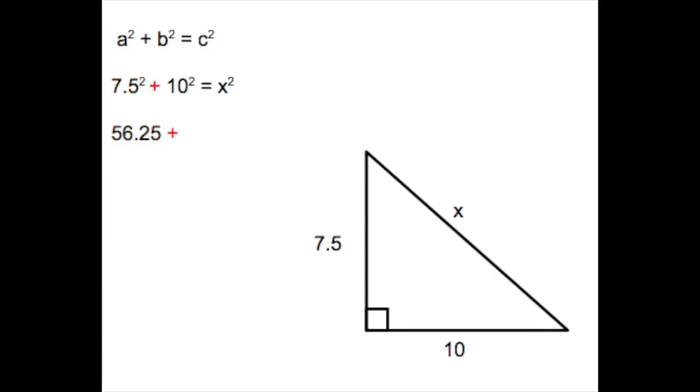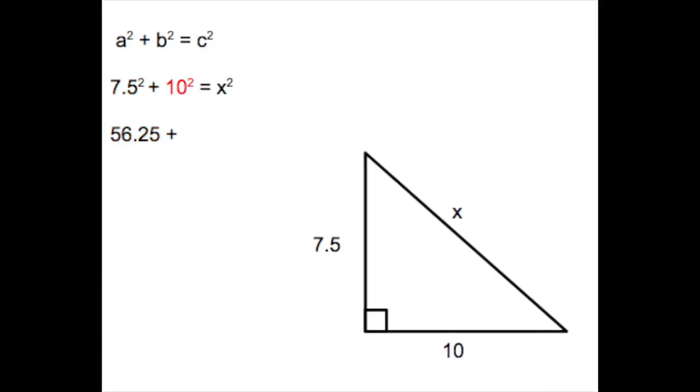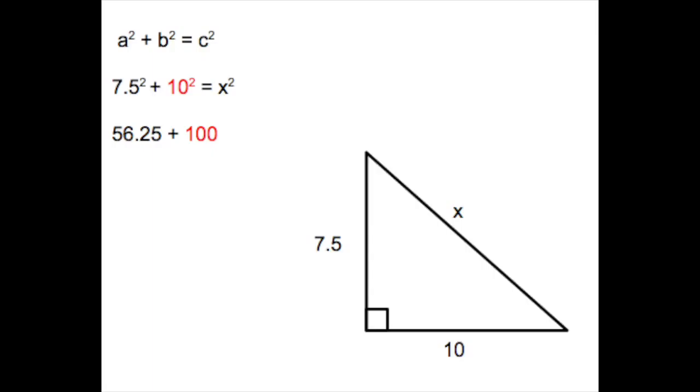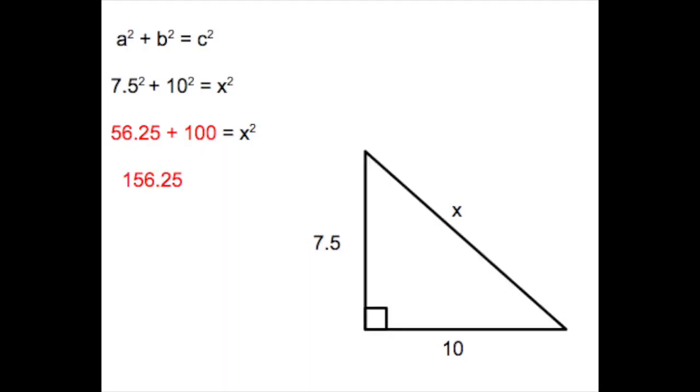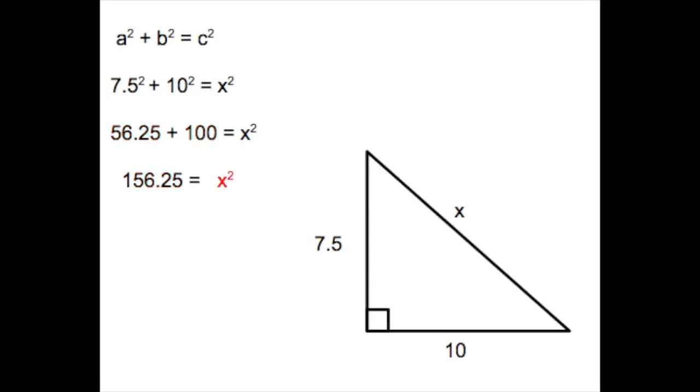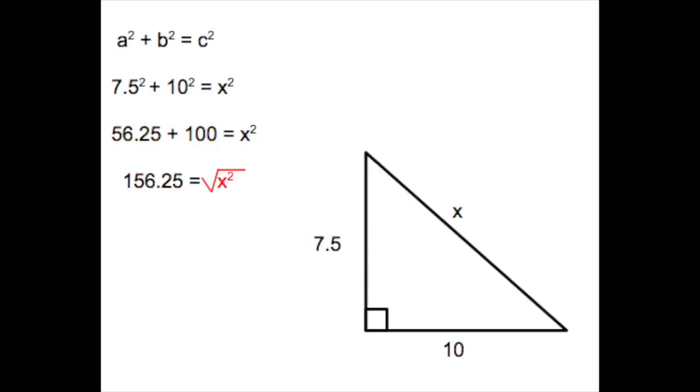That will be added to 10 to the second power, which is 100, and that will be equal to x squared. Next, we can add 56.25 and 100, which is 156.25, and that equals x squared. To undo the square, we need to square root it. What we do to one side of an equation, we have to do to the other side. So if we square root the right side, we have to square root the left side.